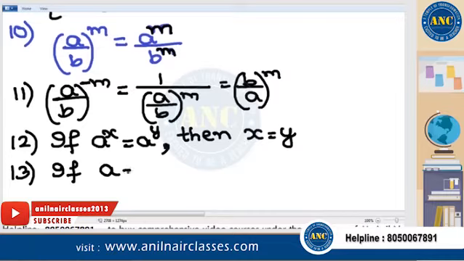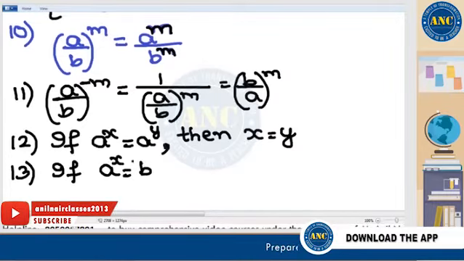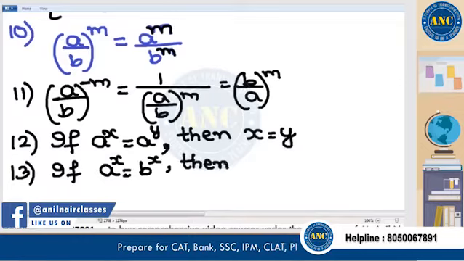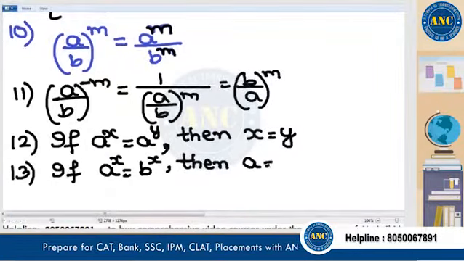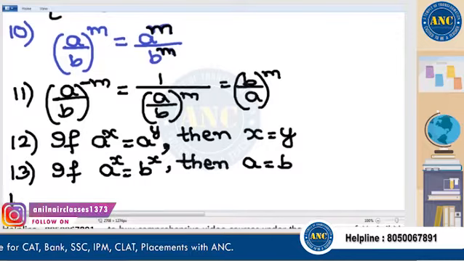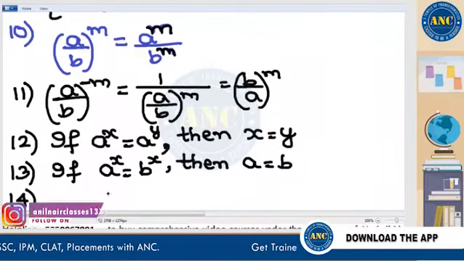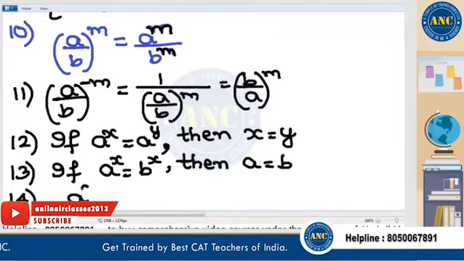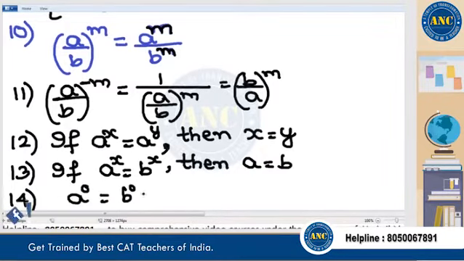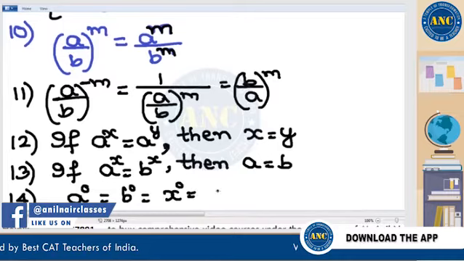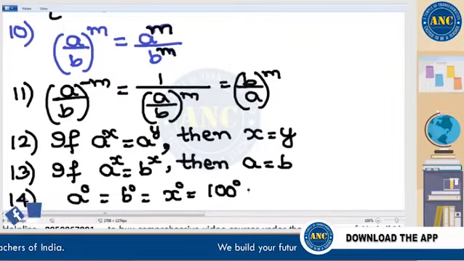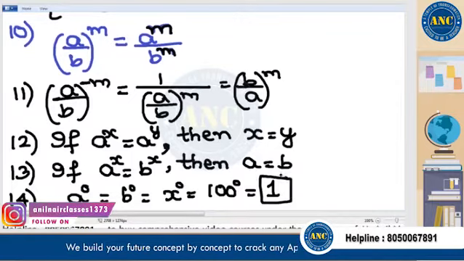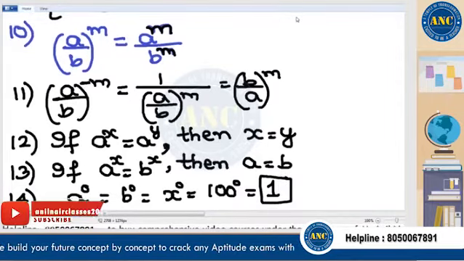If the bases are different and the powers are the same, ignore the power and equate the bases. Both are absolutely true. And the last thing I definitely want you to know: a power 0 is equal to b power 0, is equal to x power 0, is equal to 100 power 0. All these values will give you one beautiful number, and that number is 1.